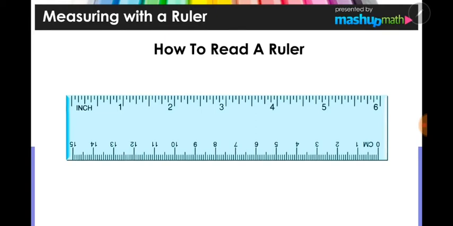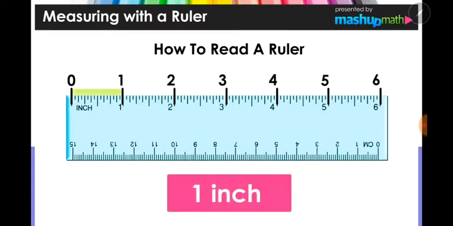So let's take a look at the side of the ruler that's labeled in inches. And you can determine that by looking for the word inch, or IN as an abbreviation. Can you see it? It's up there. Notice the large numbers 1 through 6 are labeled on the ruler. Each of these spots is a value of 1 inch in length. So the distance between 0 and 1 is equal to 1 inch. The distance between 0 and 2 is equal to 2 inches, which can be expressed as 2IN. The distance between 0 and 4 would be equal to 4 inches.